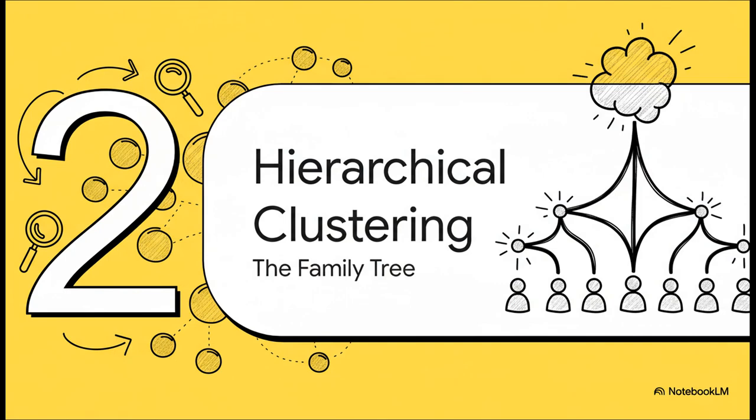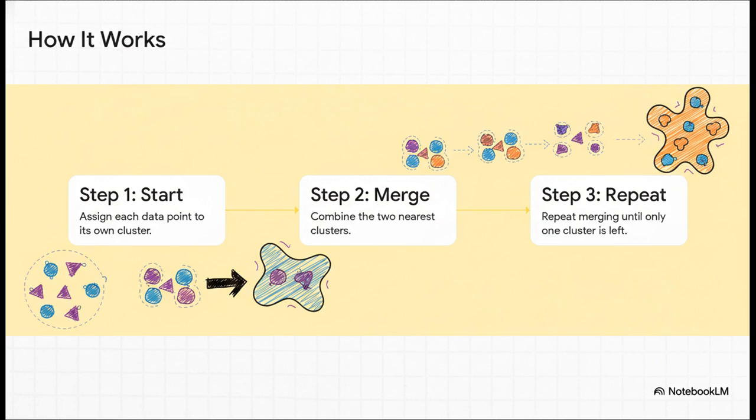Okay, so how do we actually do this? Let's get into our first major method. I want you to think of this one like building a really detailed family tree for your data. It's called hierarchical clustering, and it builds groups from the bottom up. The process here is actually surprisingly simple.